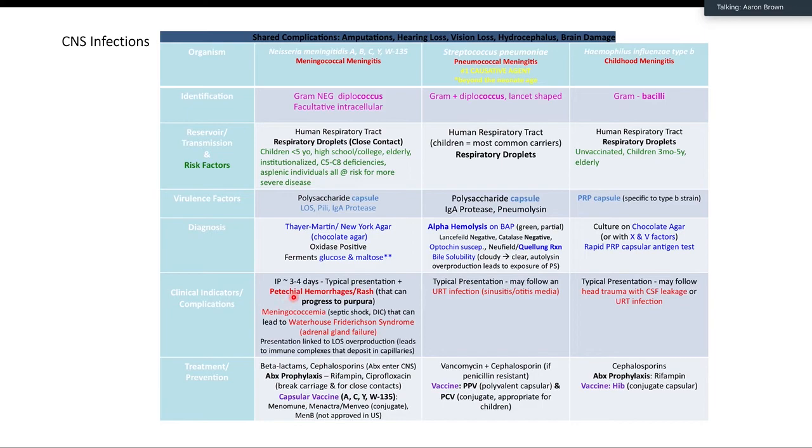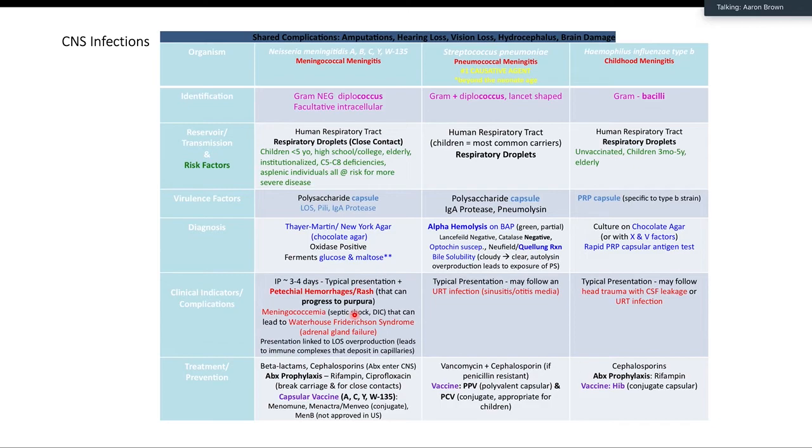Then we're going to start seeing petechial hemorrhages, a rash that can progress to purpura. After that, we can go to involving our meninges. Okay, go to our meningitis. So here that can actually progress to septic shock and DIC as this bacteria gets into our bloodstream.